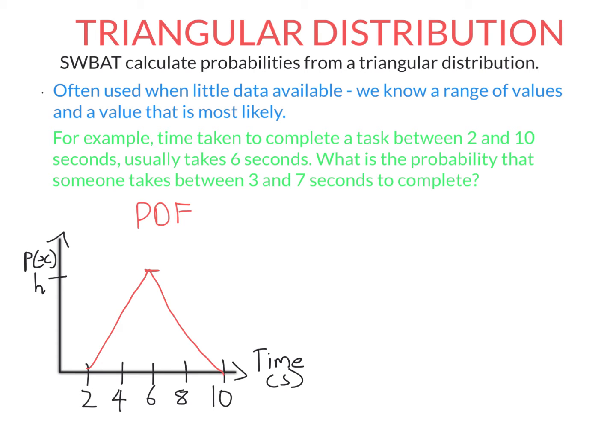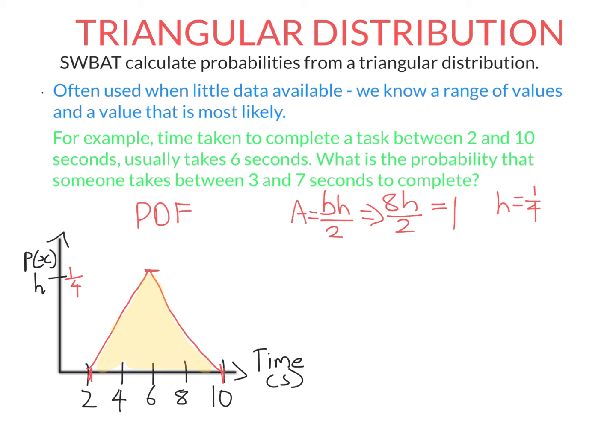Now, because this is a PDF, the area under this curve, in this case a triangle, must be 1. This area I've shaded has to be 1. The area of a triangle is base times height over 2. The base from 2 to 10 is 8 units. So we have 8h over 2 is equal to 1. Dividing 1 by 8 over 2 gives us h equals a quarter. So this value over here must be a quarter, so that the area under the curve is equal to 1.